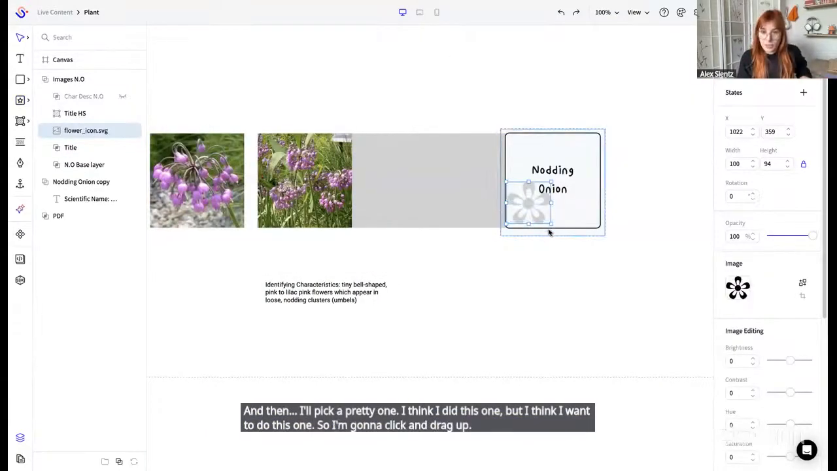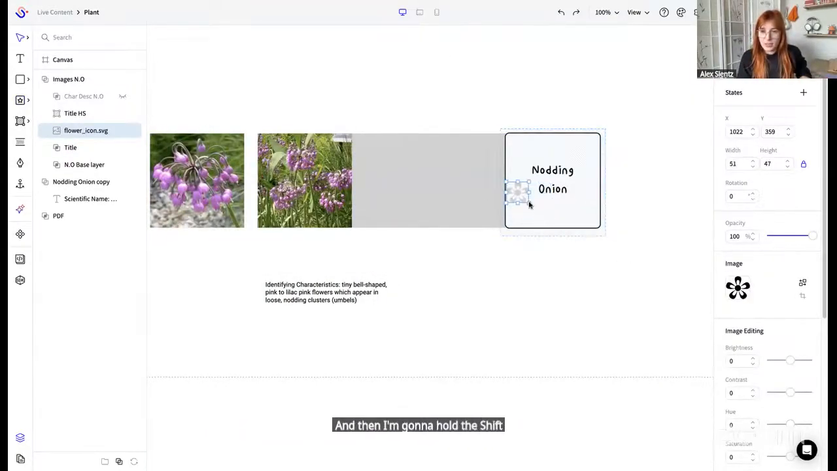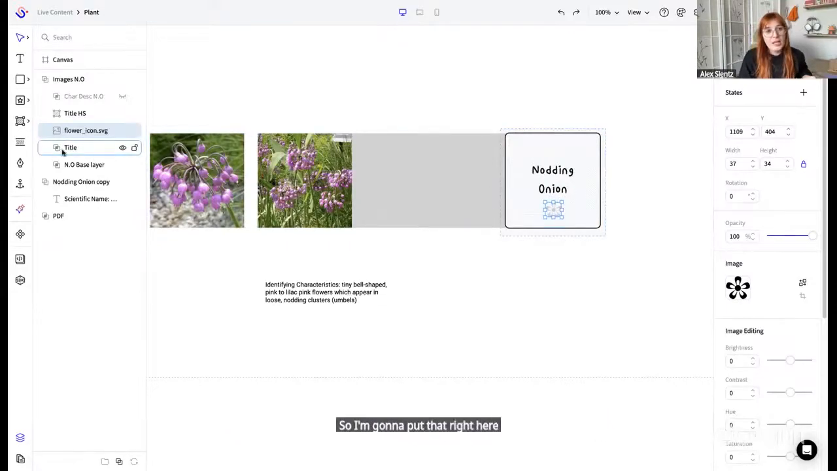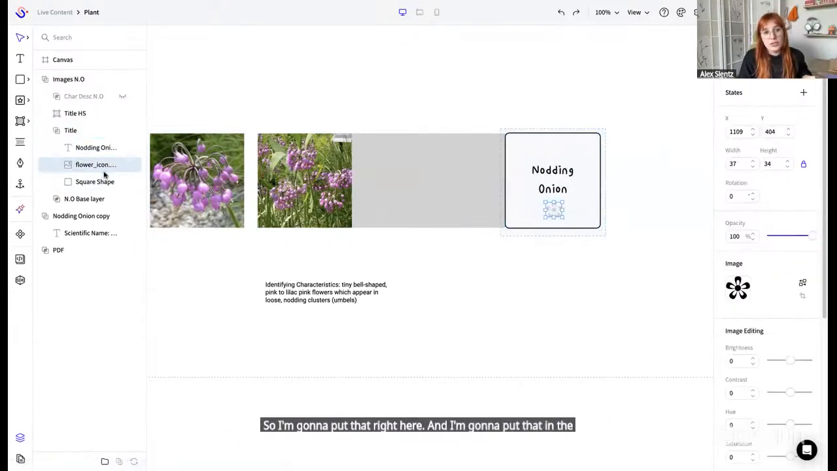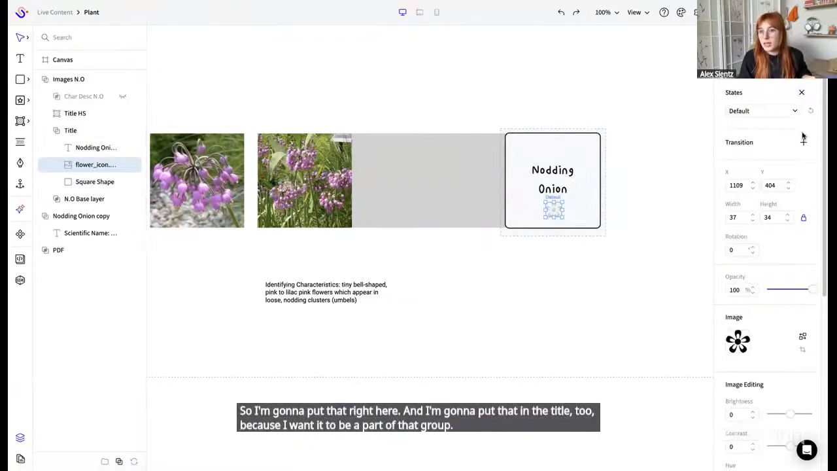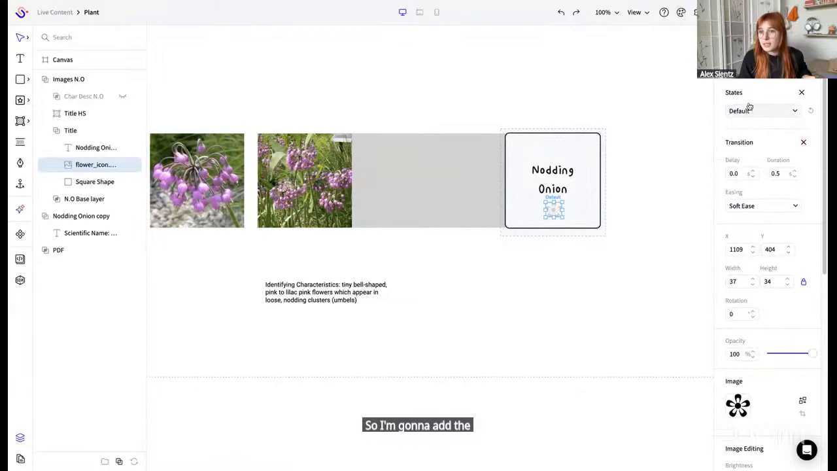And then I'm gonna hold the shift key. I don't actually think I need to hold the shift key. I don't, but I did it anyways. So I'm gonna put that right here. And I'm gonna put that in the title too, because I want it to be a part of that group. So I'm gonna add the states, default, transition, normal one.